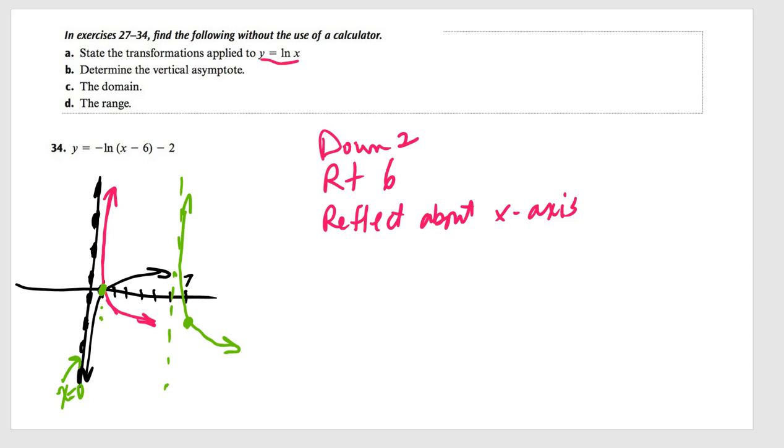Okay, so it says determine the vertical asymptote. Well, you can see that the vertical asymptote was at x equal to 0. But when I shifted right 6, my new asymptote will be x equal to 6. Now my domain for my original function was 0 to infinity. Now it's going to be 6 to infinity because of that vertical asymptote shift. And then my range before had been -infinity to +infinity, and it's not going to change.